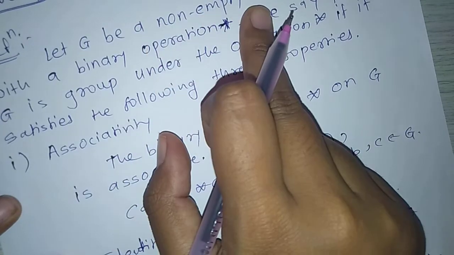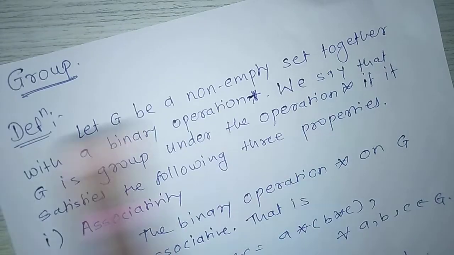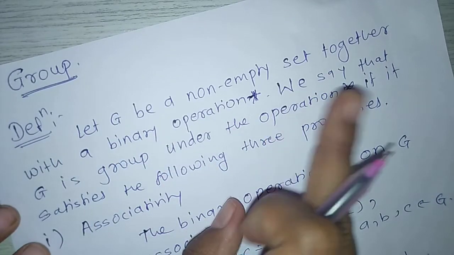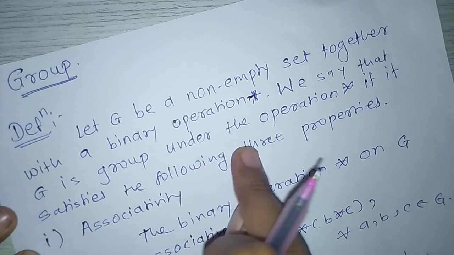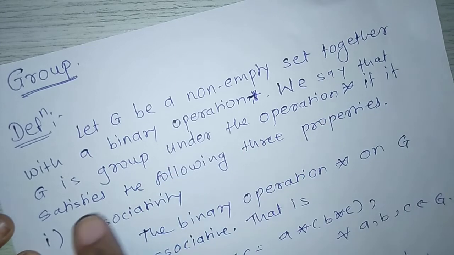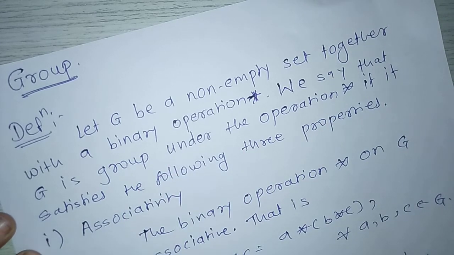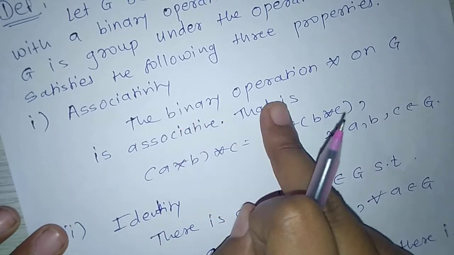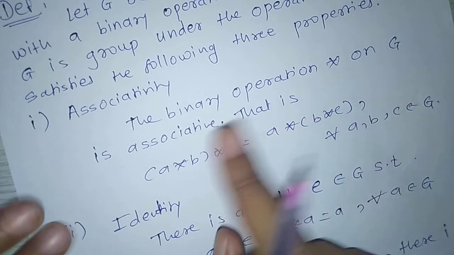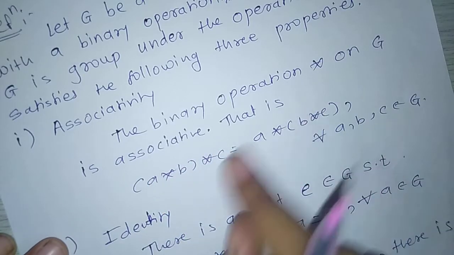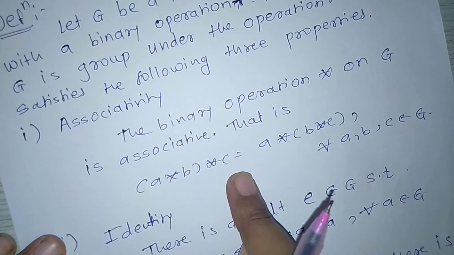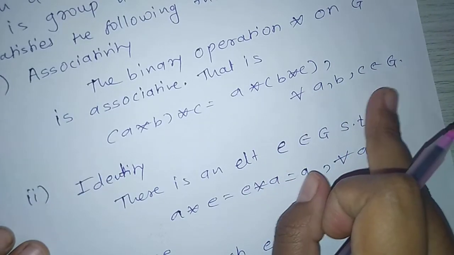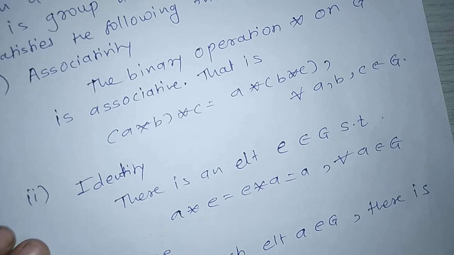Let G be a non-empty set together with a binary operation star. We say that G is a group under the operation star if it satisfies the following three properties. First, associativity. The binary operation star on G is associative, that is A star B star C equal to A star of B star C for all A, B, C belongs to G, means every member of G satisfies this property.